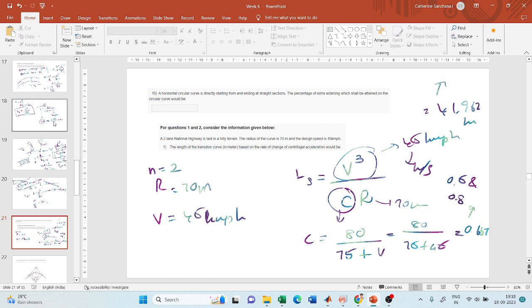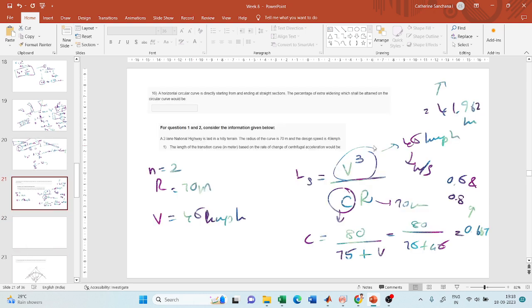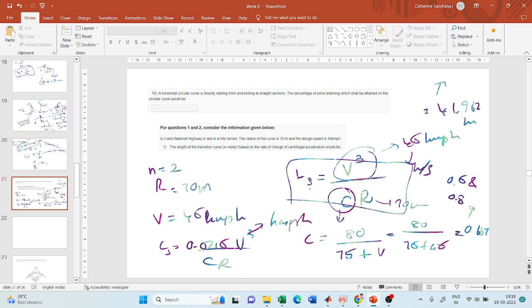As we saw, there are also equations available where they have substituted for the conversion of V from kmph to meters per second, and that equation will be Ls is equal to 0.0215 V cube by CR. In this equation you can substitute V as kmph, but if you take the exact equation without changing anything, then you have to substitute V as meters per second.